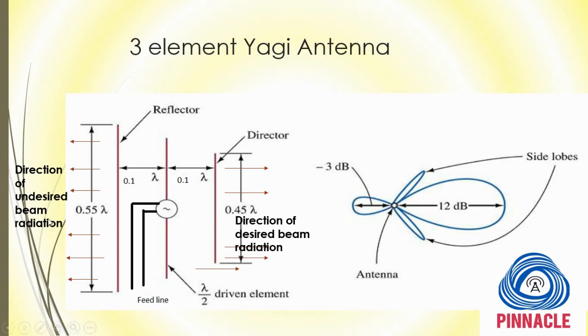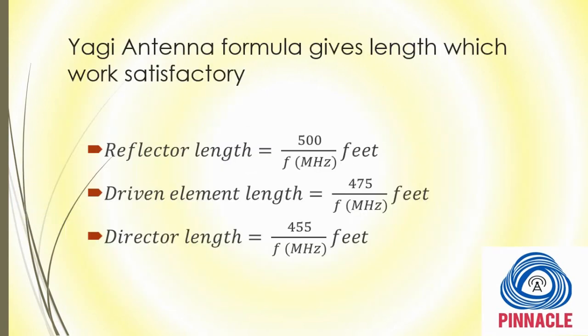In practice, for the 3-element array of Yagi-Uda antenna, the following formulas are used to find the length. Reflector length is 500 divided by frequency in megahertz. Driven element length is 475 divided by frequency in megahertz. Director length is 455 divided by frequency in megahertz. The unit is feet for all the formulas.